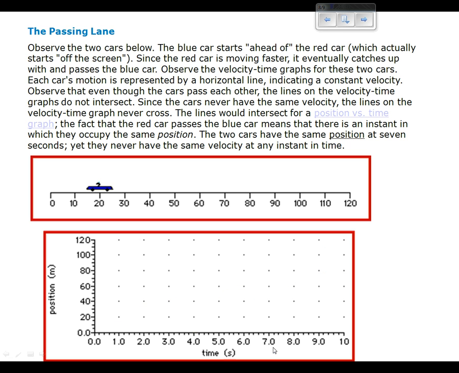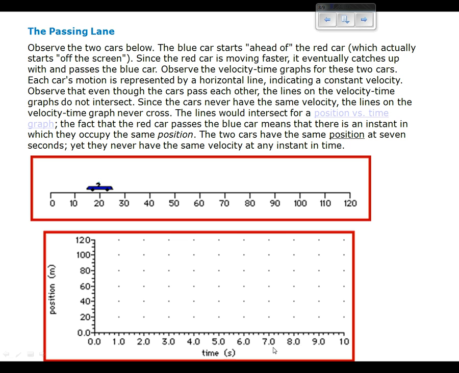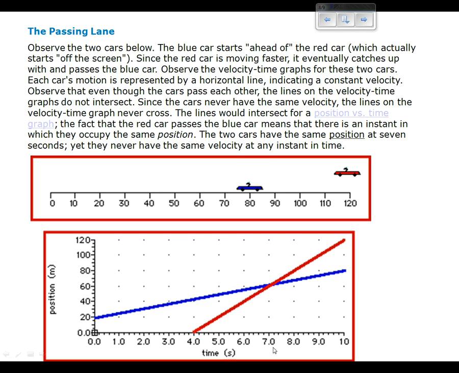Anything else you can tell about both cars? Can you tell how far the blue car goes? Up to 10 seconds, not after the 10 seconds. It looks like it goes 80 meters, right? Can you tell how far the red one goes? 120.